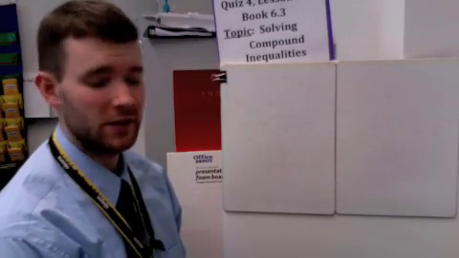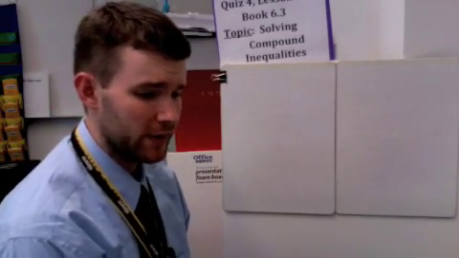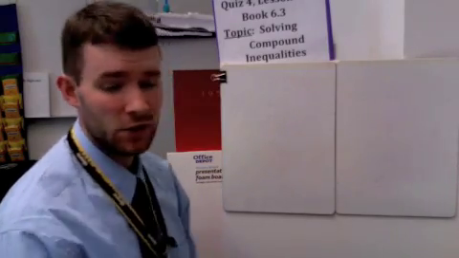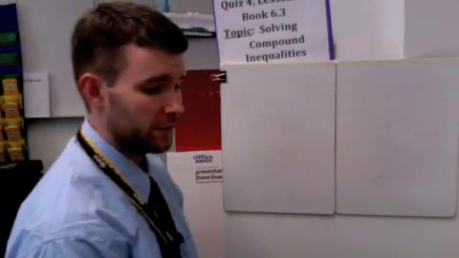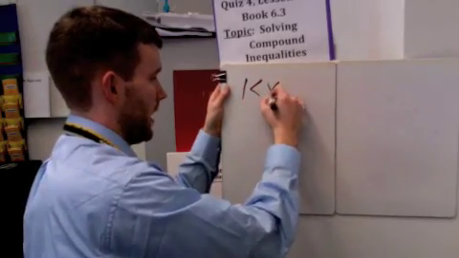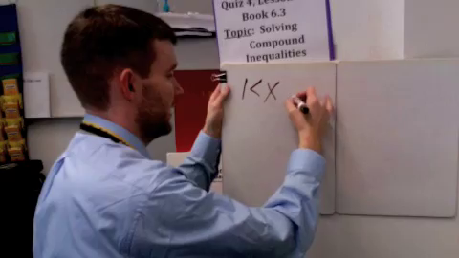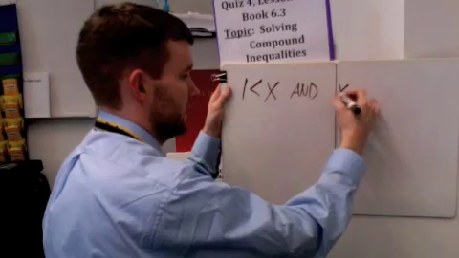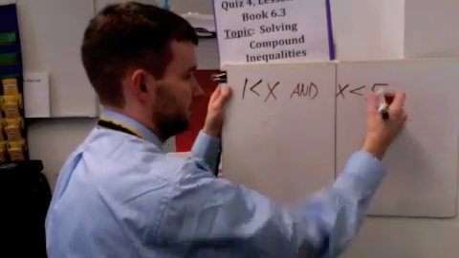Okay, so this lesson is lesson 4, and it's on solving compound inequalities. Now, a compound inequality is just two inequalities that both have to be true at the same time. And so there are two types of compound inequalities. The first type uses the word "and", so the example I'm going to give you is that x is greater than 1, and at the same time, x is less than 5.